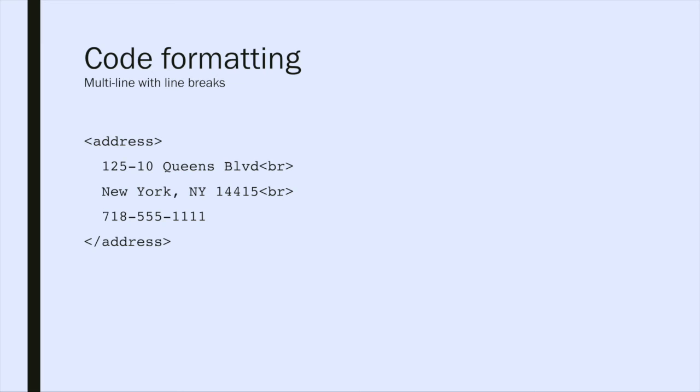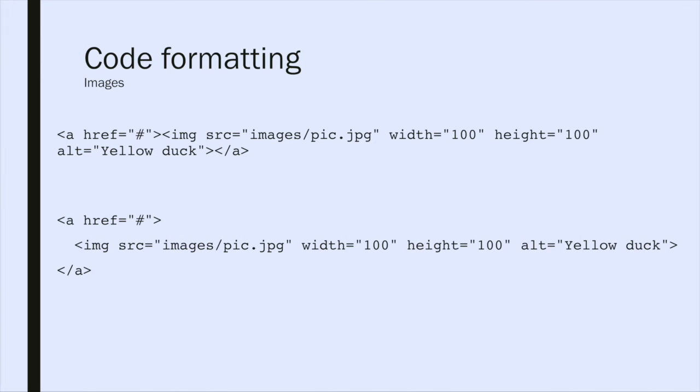However, if you have an item that has line breaks in it, you can start it with the opening tag, have the content inside tabbed over or spaced over, have the line breaks, and then close the tag itself. Perfectly fine, perfectly acceptable, and easier to read.